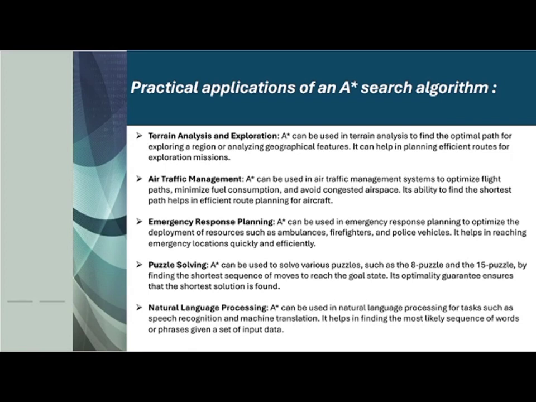The second one is air traffic management. A-star can be used in air traffic management systems to optimize flight paths, minimize fuel consumption, and avoid congested airspace. The ability to find the shortest path helps in efficient route planning for aircraft.